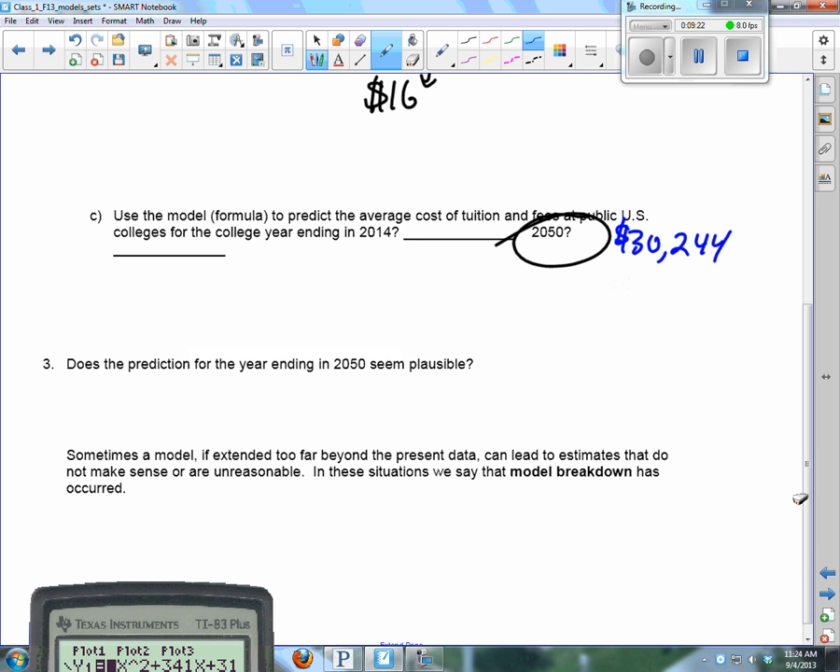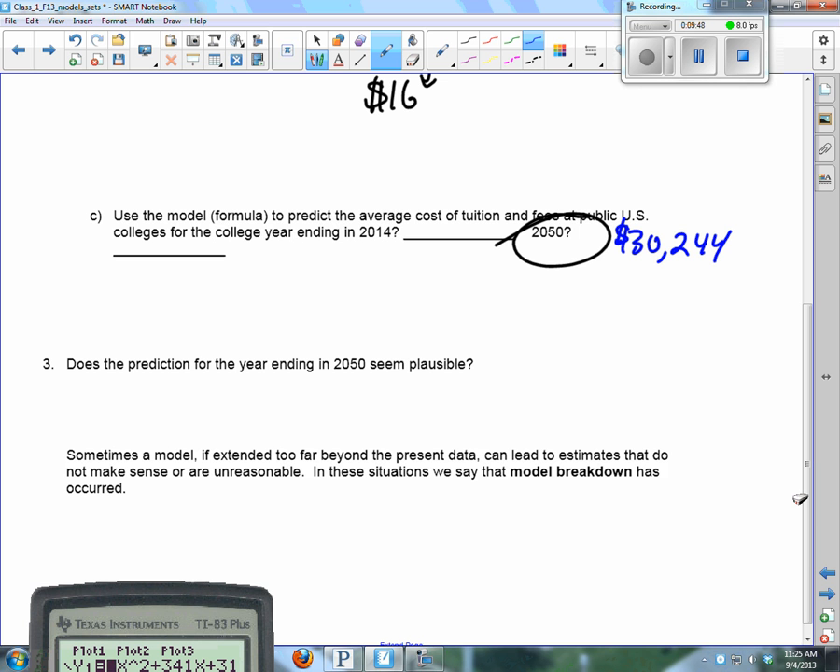So right now people are paying on the average for 4 years $7,020. It's going to go up to 30 for 1 year. Yeah, okay, it's plausible. Sometimes what happens though is that these models increase so rapidly that the numbers don't make sense. Some students said, oh, I hope that's not true, or that seems way too high.